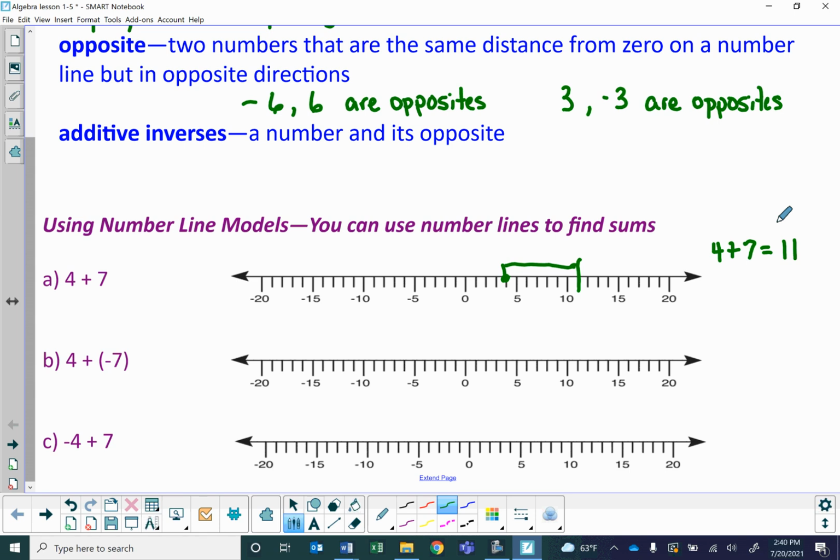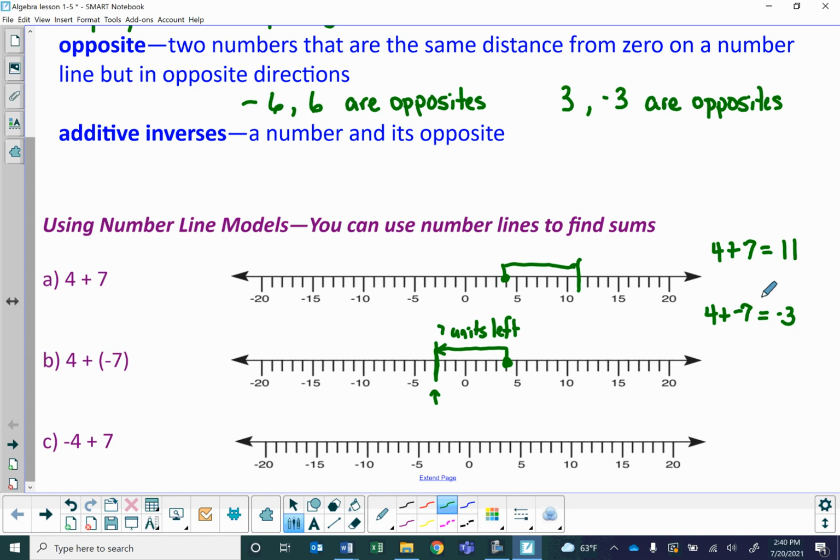If I say 4 plus a -7, I'm still going to start out at 4, which is here, but now instead of adding a positive 7, I'm going to add a -7, which means I'm going to go the opposite direction. I'm still adding 7, but I'm just going the opposite direction. So if I count over 1, 2, 3, 4, 5, 6, 7, I end up right here. And that means I'm going this way. So 4 plus -7, that means I'm moving 7 units left. So 4 plus -7, if you notice, I end right here, which is at -3.